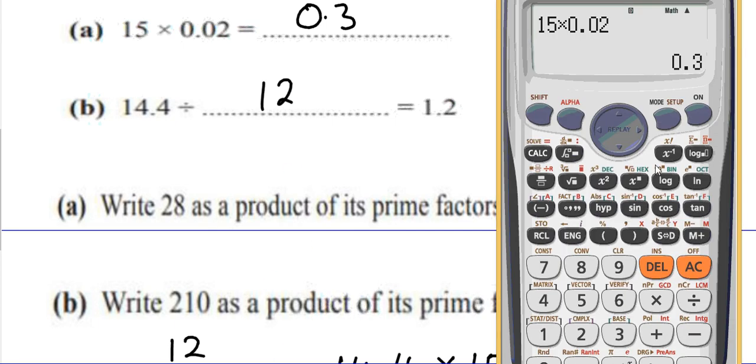Okay, so let us use a calculator to check that. 14.4 divided by 12. Do we get 1.2? Yes, of course, the answer is 1.2. So our answer is correct.